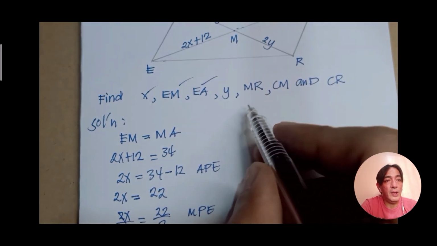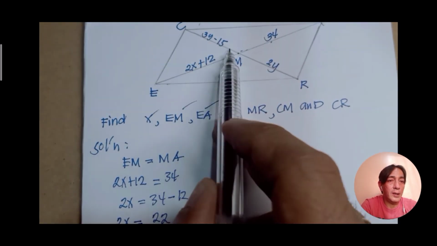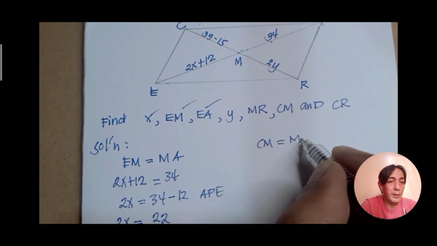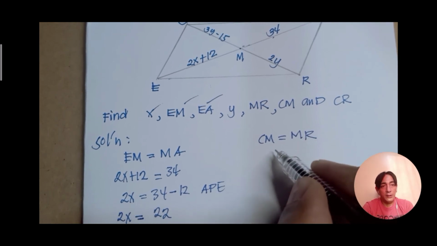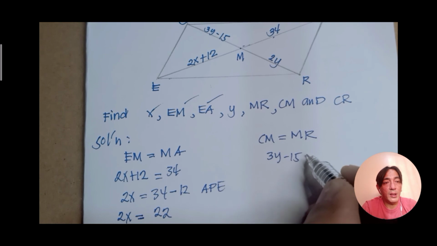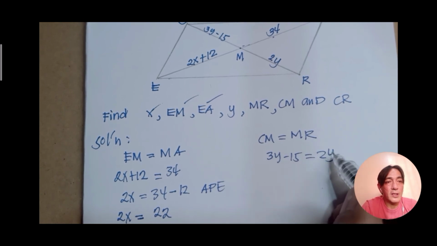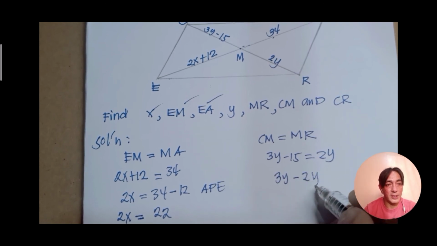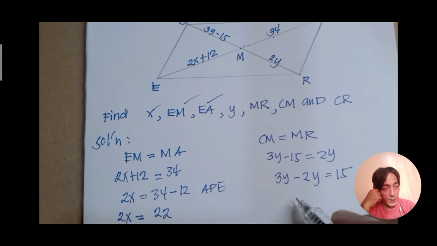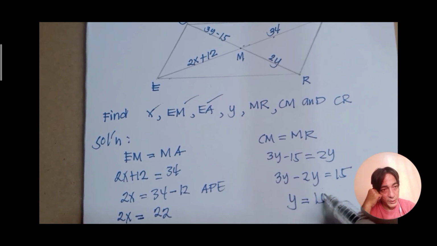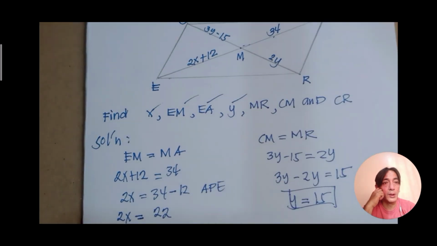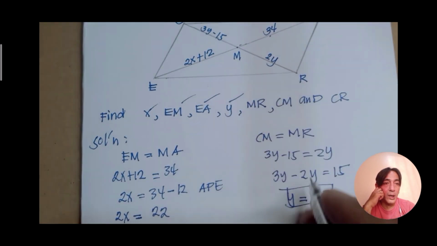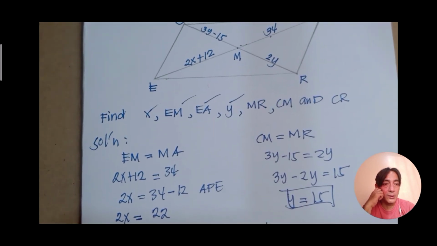Y naman. Ang y is nasa diagonal CR. Okay, so we know that CM is equal to MR. They bisect each other, diagonals, I mean. So we can equate 3y minus 15 sa 2y. Okay, i-transpose natin yung 2y to the left side and then yung 15 sa right side. So 3y minus 2y equals 15. That will be y equals 15. Yan. Yung MR, given siya sa expression na 2y. So, 2 times 15 lang yon. That will be 30. Right?